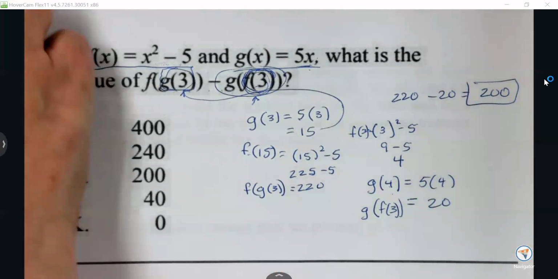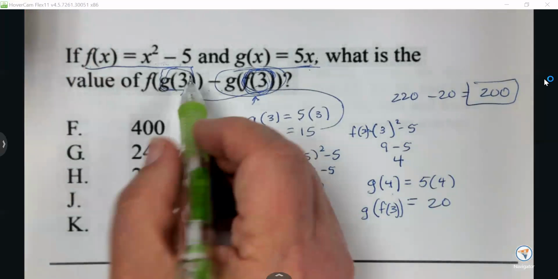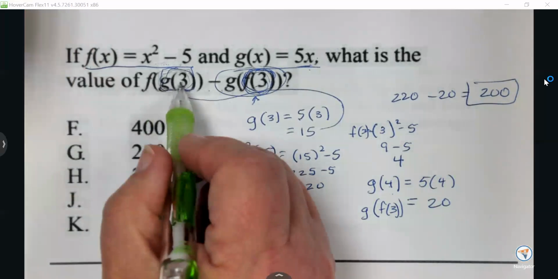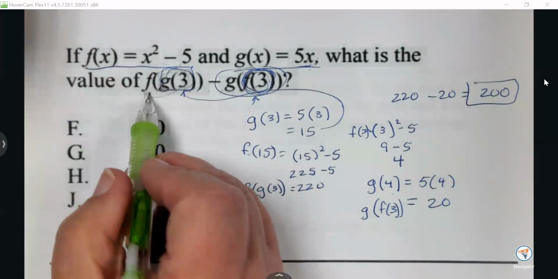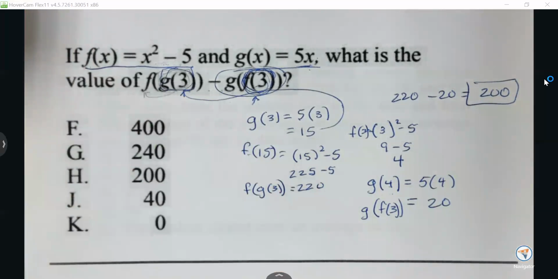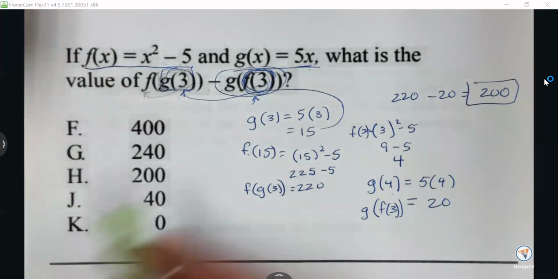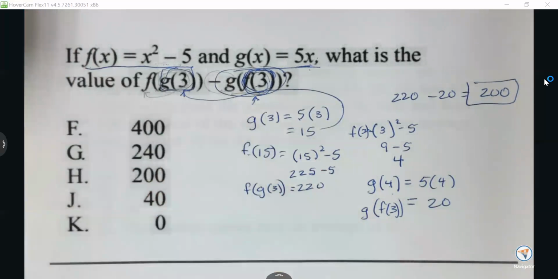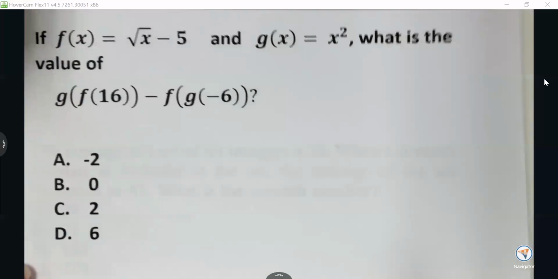Okay, that looks really messy right now. But basically, remember what you did is you took the inside first, and then when you find that value, you go out to the next function and use that number in there. That's what we did with both of these, and we subtracted them. Now I have another problem here. I have new functions.